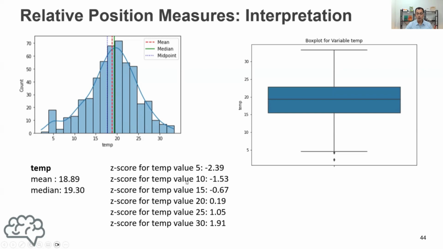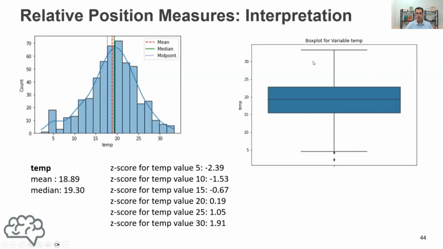We can do the same calculus for the temperature value equal to 10. It's still on the left of the mean. Temperature value of 15 is still to the left. Temperature value 20, it's slightly to the right of the mean. And this implies that the z-score is going to be positive. For the temperature 25, it's more to the right. And for the temperature 30, it's even more to the right, almost 2 standard deviations to the right of the mean of this distribution. More specifically, it is at 1.91 standard deviations to the right, or greater than the mean value.